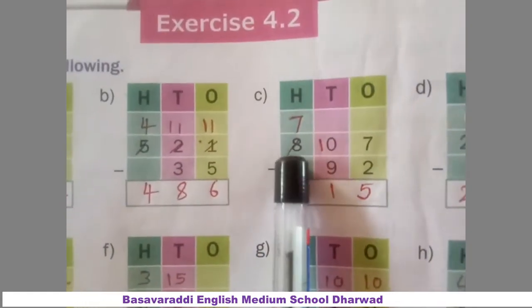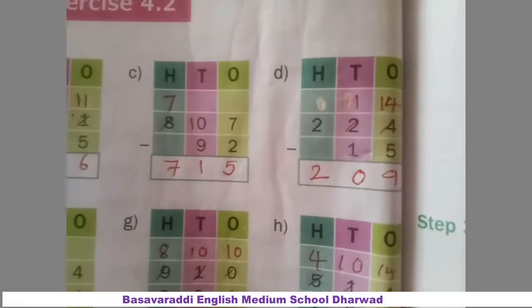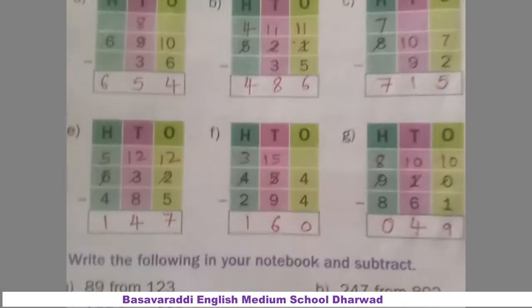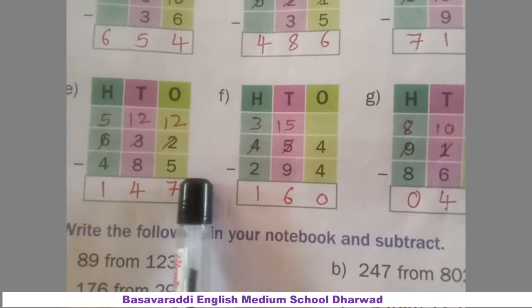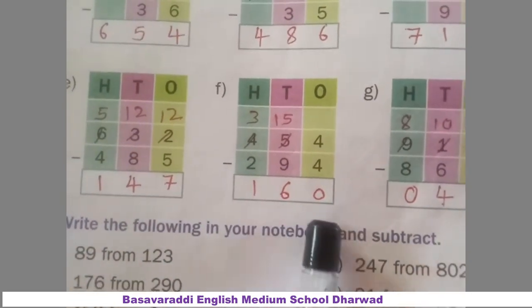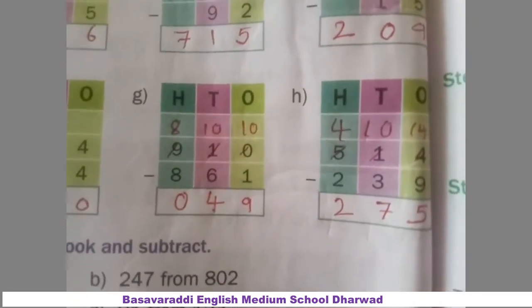See, 807 minus 92, the answer is 715. 224 minus 15, the answer is 209. Then 632 minus 485, the answer is 147. 454 minus 294, the answer is 160. And 910 minus 661, the answer is 249. And 514 minus 239, the answer is 275. So these are the sums.